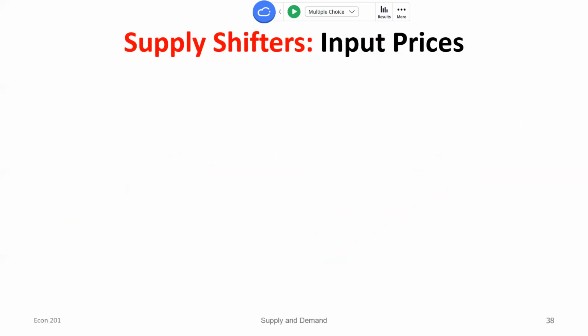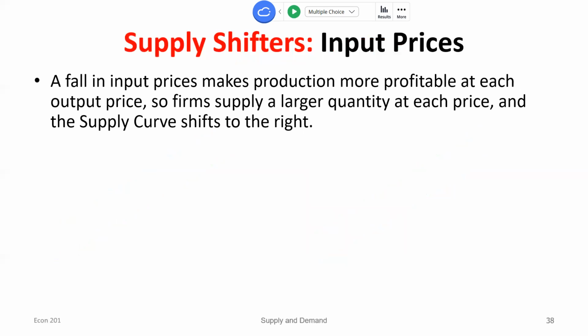So what are these things that might influence supply? I already mentioned one of them, which was just the number of suppliers, but another one would also be input prices. Okay? So we said that we can think of the supply curve as representing marginal costs.